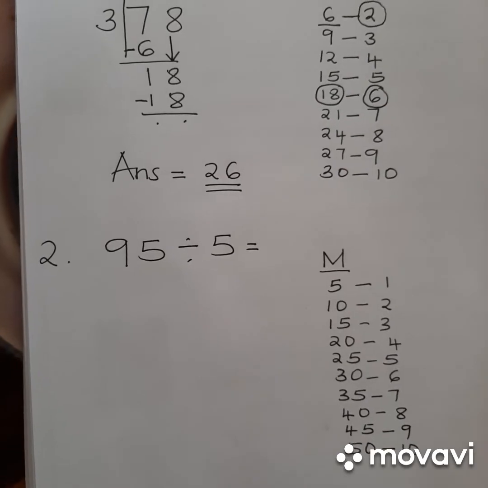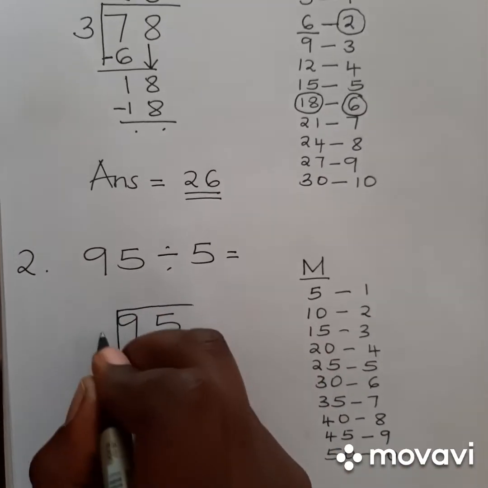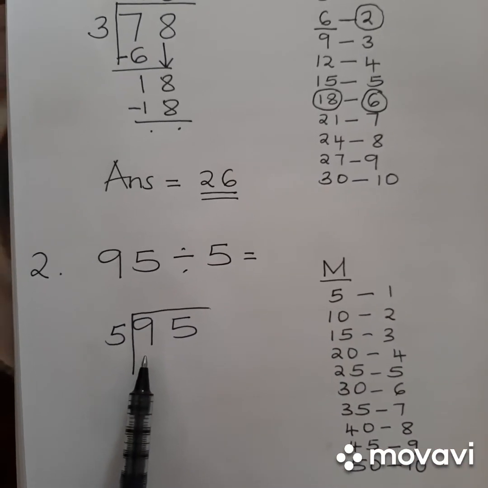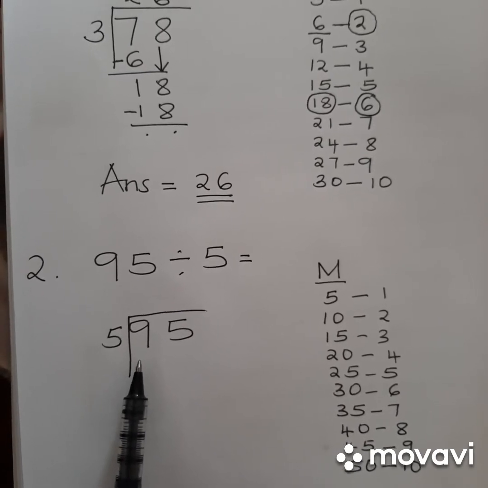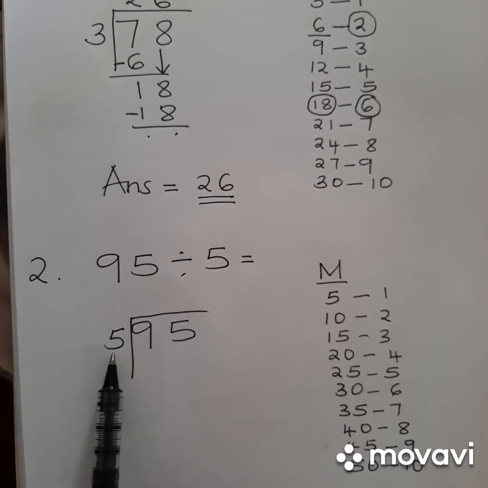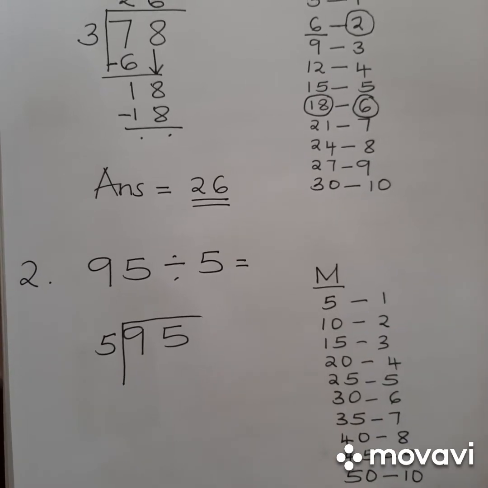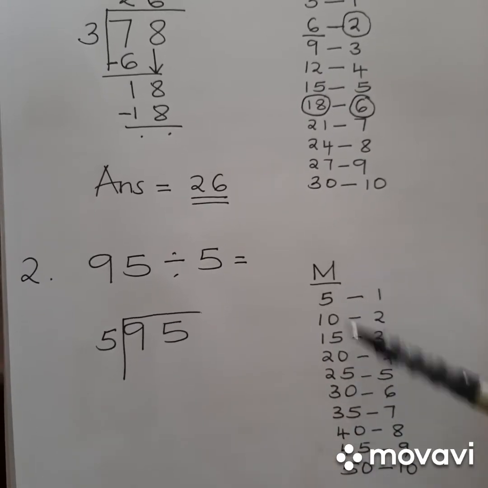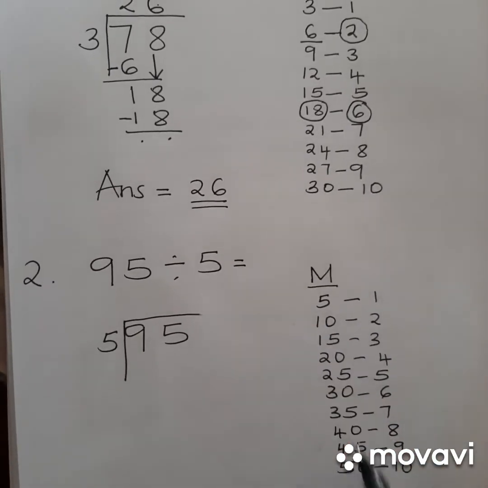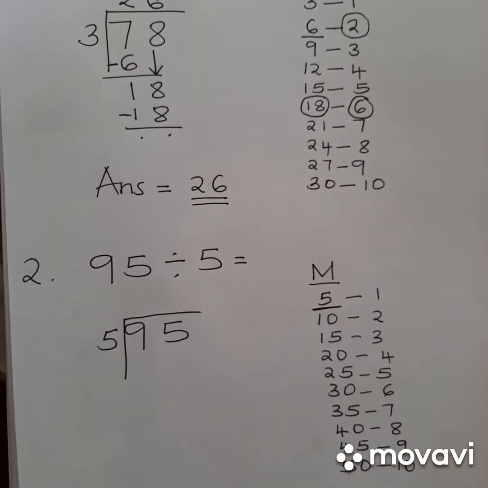That is the multiplication table of 5. So you do long division, 95 divided by 5. You use the first digit and ask yourself, how many times can 5 be in 9? Or how many 5s are in 9? You come to your multiplication table here. Look for 9 here. In our case, 9 is not anywhere. It's not a multiple of 5. But we know it is in between 5 and 10.